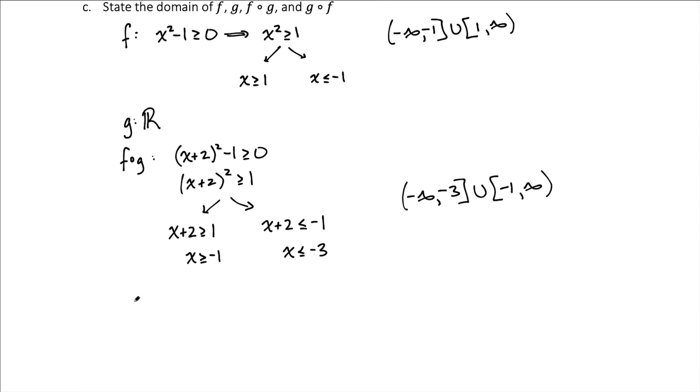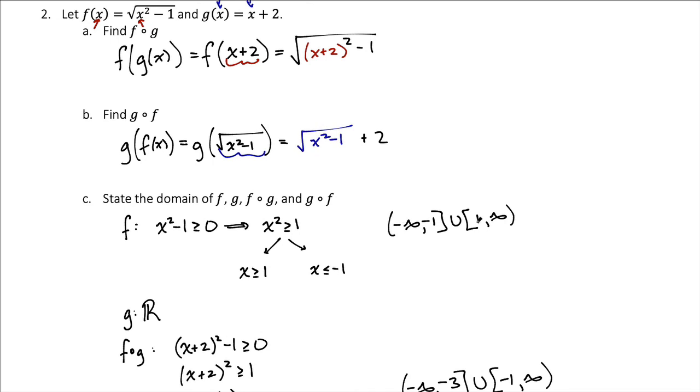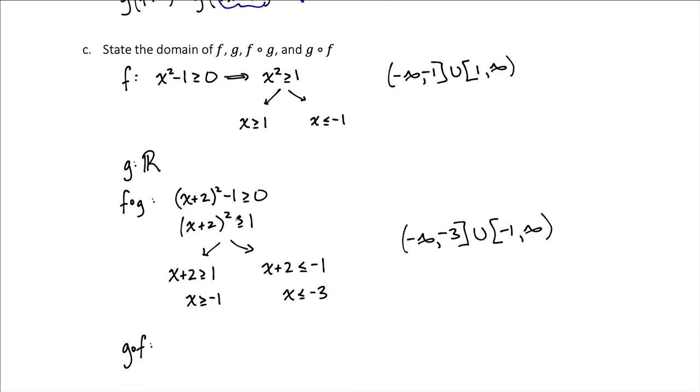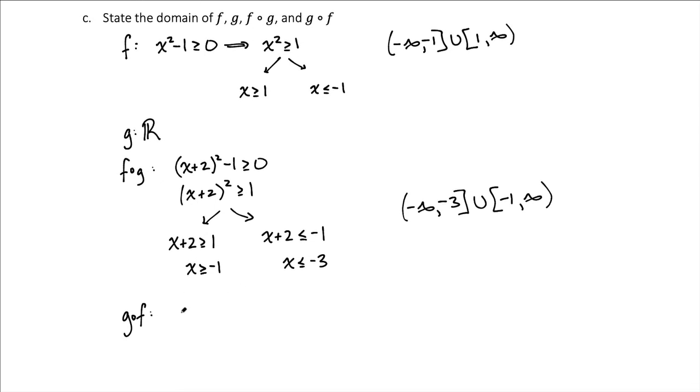And finally, for g composed with f, f already has a restricted domain of this thing right here, negative infinity to negative 1, union 1 to infinity. But after we've plugged something into f, and then we want to plug it into g, g has a domain of all real numbers, and so we don't need to worry about any restrictions there, and so it's just the domain of f. And so we've got our negative infinity to negative 1, union 1 to infinity.